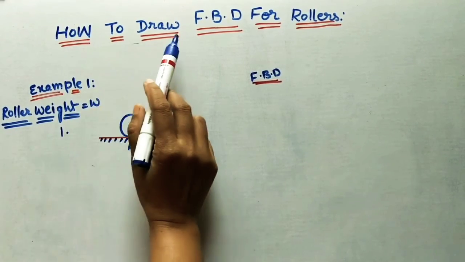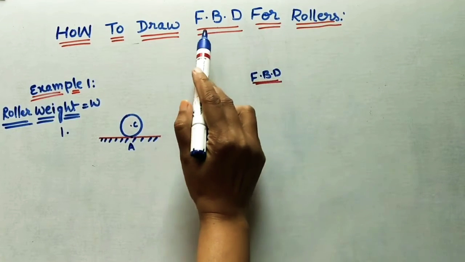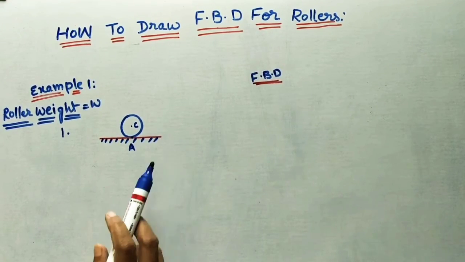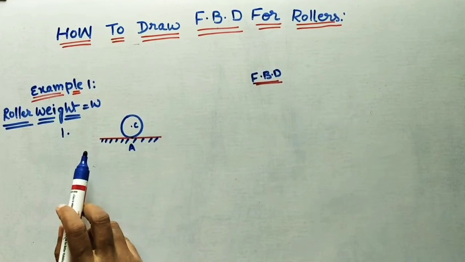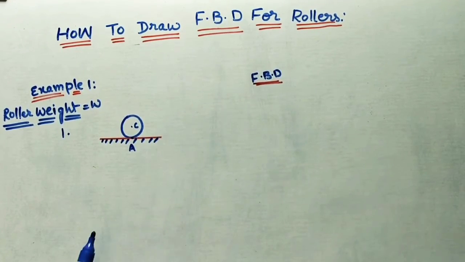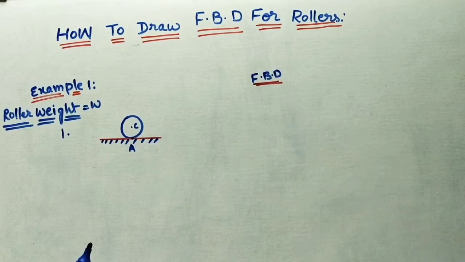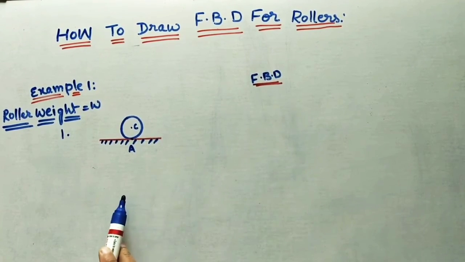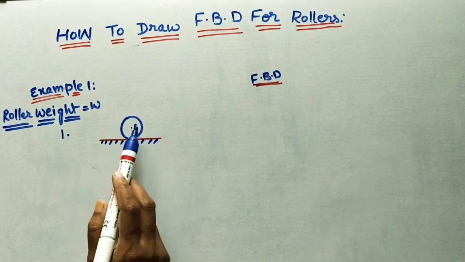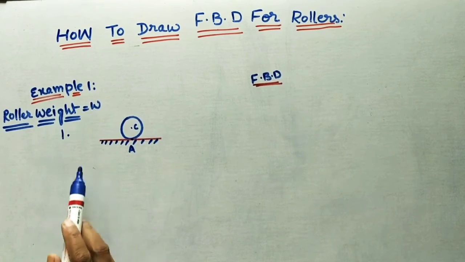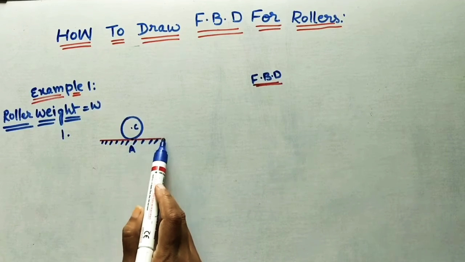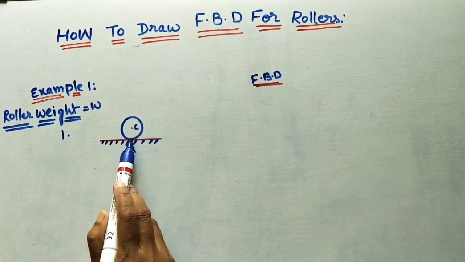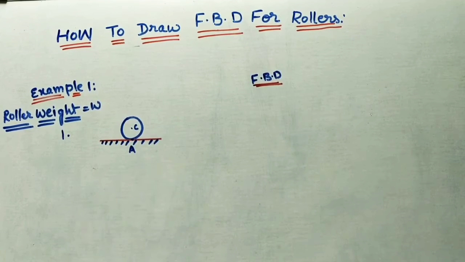Let us take how to draw FBD for rollers, means free body diagram for the given roller. Just now I told free body diagram is removing the contact surfaces. Instead of those contact surfaces, we are taking the reactions because of those surfaces. Let us see how to do the FBD for the given diagram. I am taking one roller of weight W. It is resting on the horizontal surface in the first example. A is the contact point between roller and this horizontal surface.